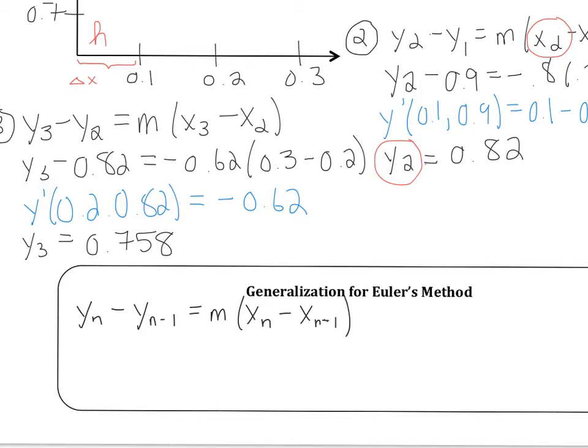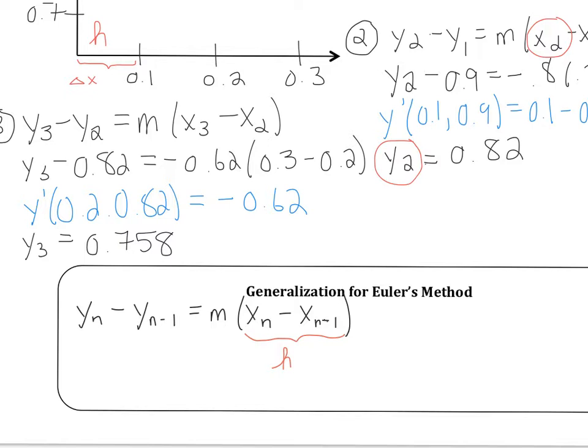Okay, and now there are a few things to note. This bit here, x_n minus x_(n-1), well, that's just your difference in x coordinates, which is established by your choice for h, by your choice for delta x. So we can replace this with delta x or h, whatever you're comfortable with. I'm going to use h just so you get familiar with it.